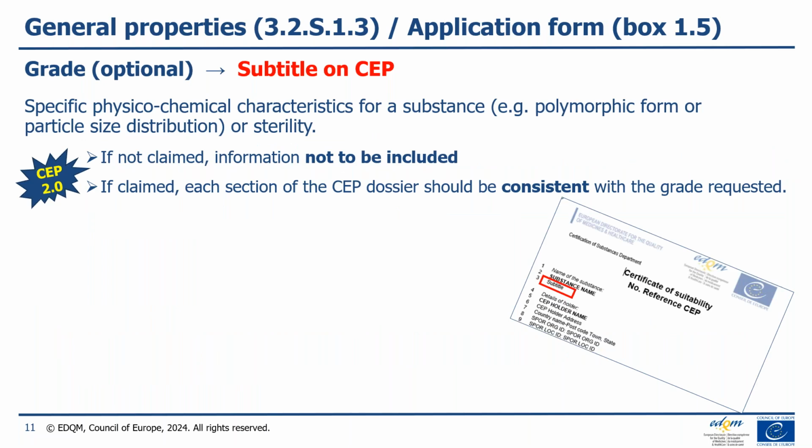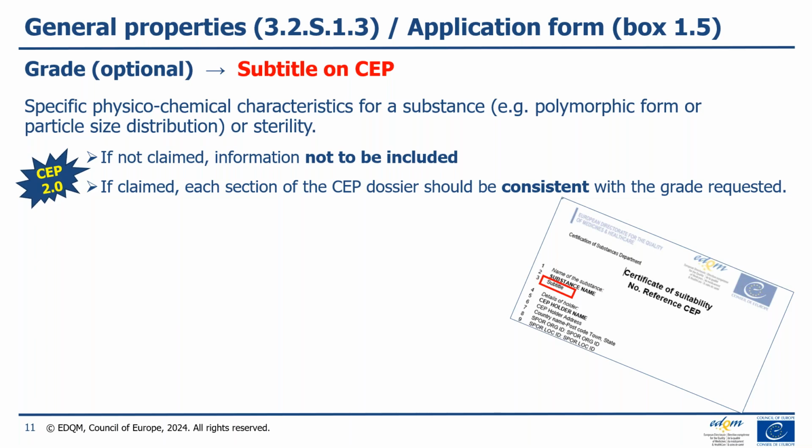Coming next to general properties and also to the next box in the application form, you can have a grade on your CEP. This is optional and it reflects as a subtitle, as you can see on the little red rectangle, in the exemplary certificate that you have on your screens. So a grade reflects specific physicochemical characteristics for a substance, such as polymorphic form or particle size distribution, or it can also refer to sterility.